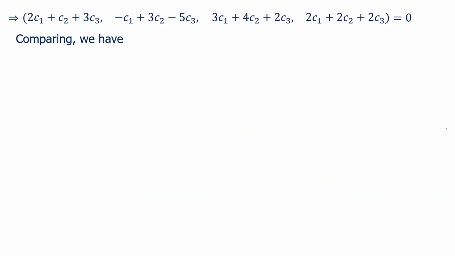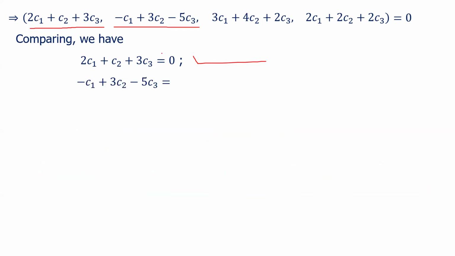Now 0 means the vector 0, 0, 0, 0. So it means that 2c1 plus c2 plus 3c3 equals 0, minus c1 plus 3c2 minus 5c3 equals 0, 3c1 plus 4c2 plus 2c3 equals 0, and 2c1 plus 2c2 plus 2c3 equals 0. So we have 4 equations and 3 unknowns, c1, c2, c3.